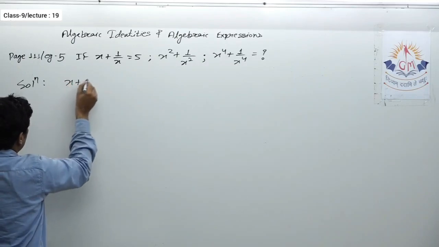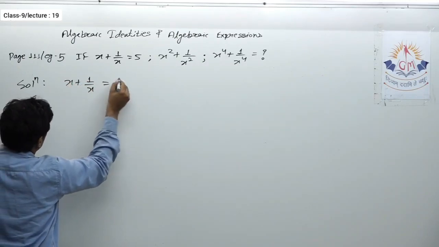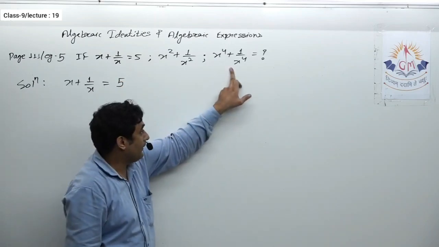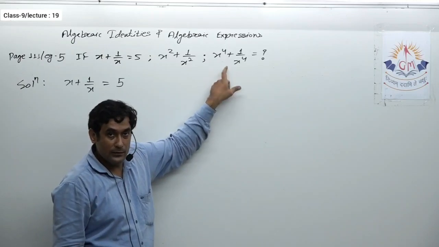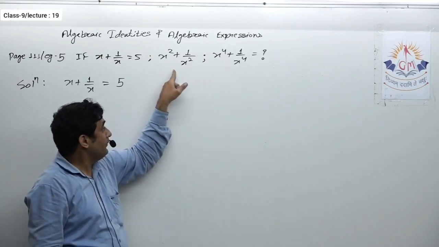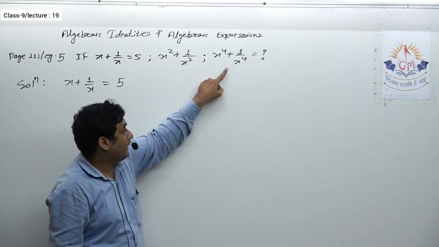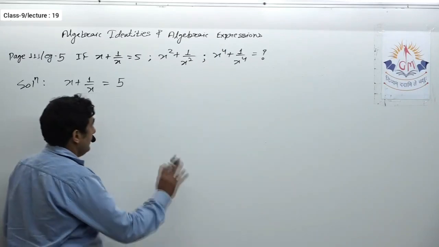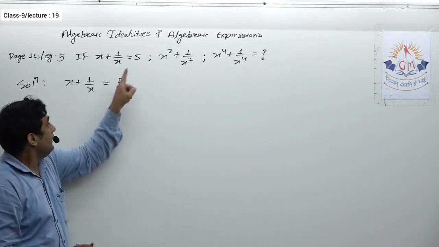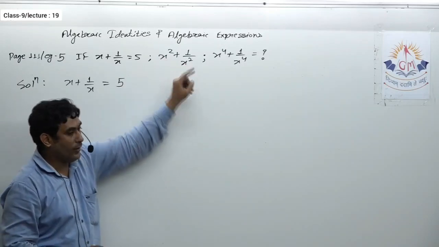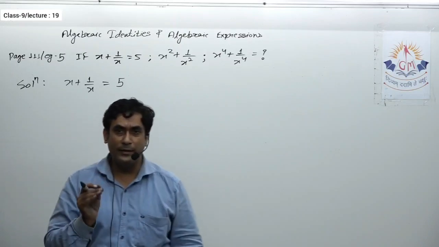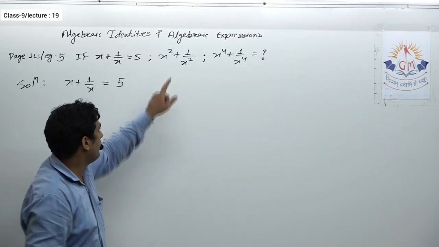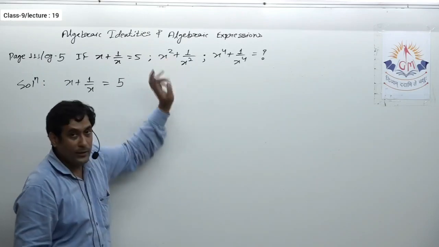So we'll start with x plus 1 upon x equal to 5. This is the very first thing that you have to understand. For example, this is a greater expression with respect to this, so to get this, we must have this. Another thing, here we have square, here we have square. This also gives us a hint that there might be a use of a plus b whole square, because there is a square.